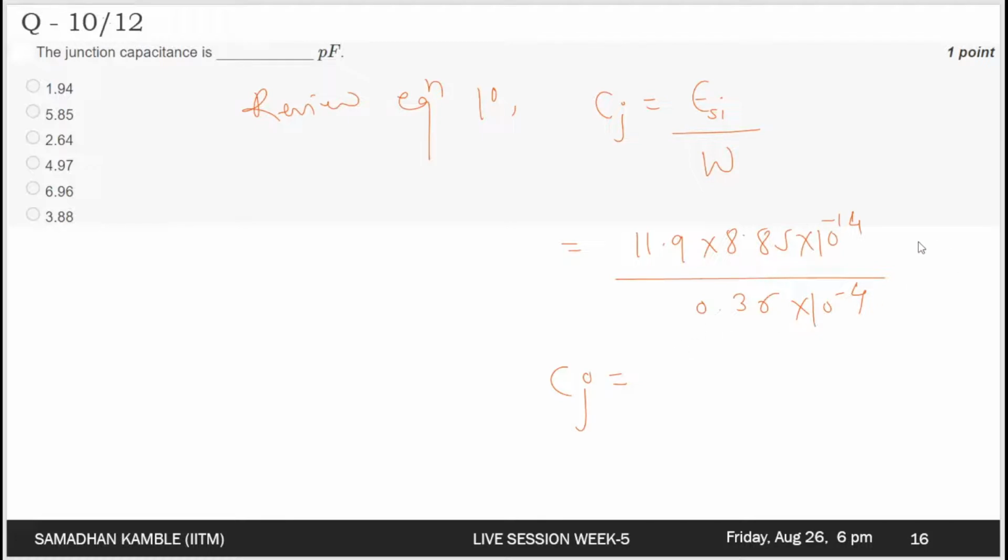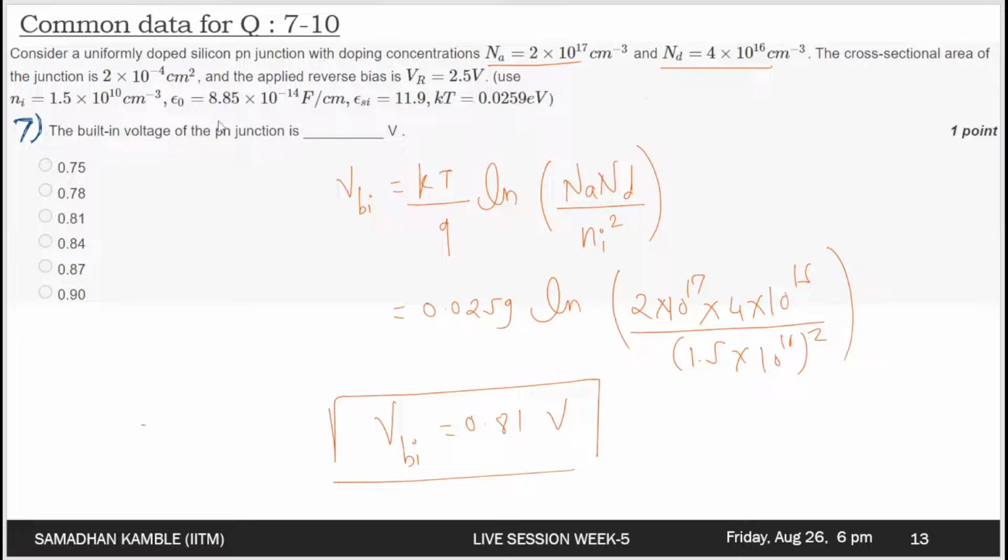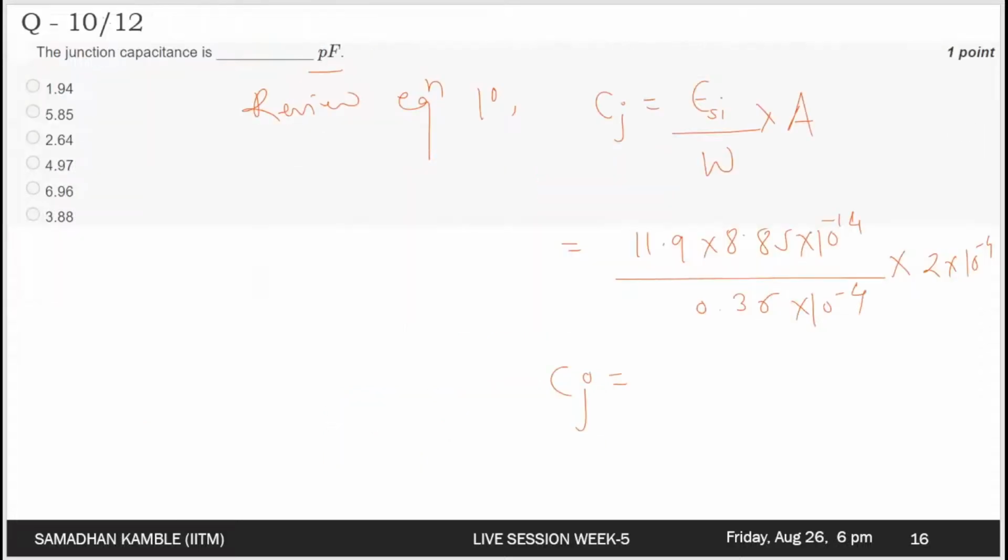We will get the junction capacitance per unit area. We need to find out in the capacitance units, so we also need to multiply it by the area. The area in our case is given as 2 times 10 to the power minus 4 centimeter squared. So we'll have our depletion capacitance in the units of picofarad as 5.85 picofarad.